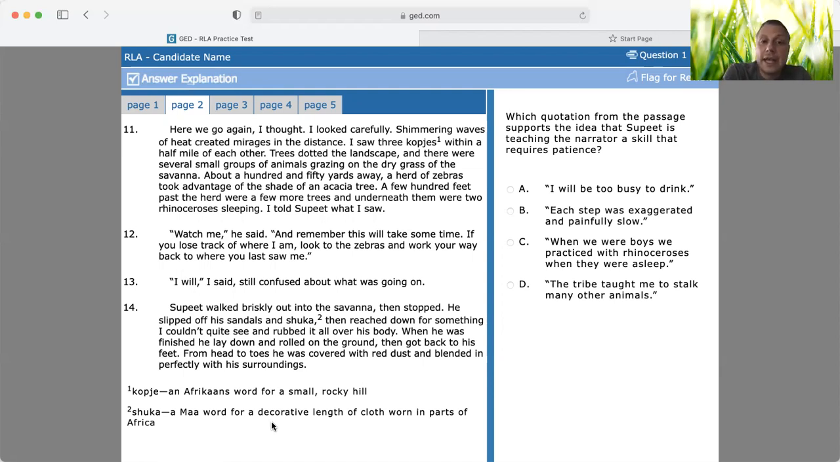He then reached down for something I couldn't quite see and rubbed it all over his body. When he was finished, he lay down and rolled on the ground, then got back to his feet. From head to toes, he was covered with red dust and blended in perfectly with his surroundings. Let's go to page 3.